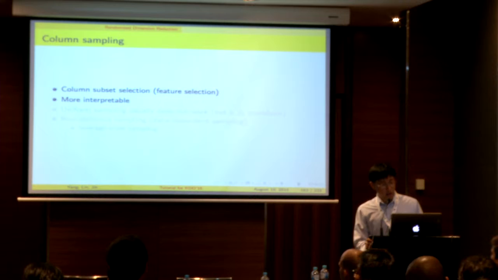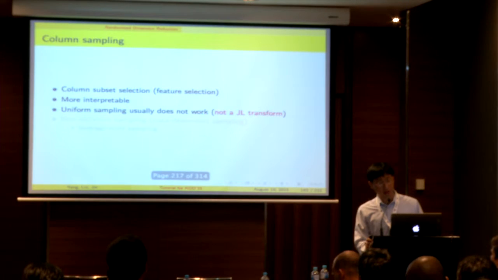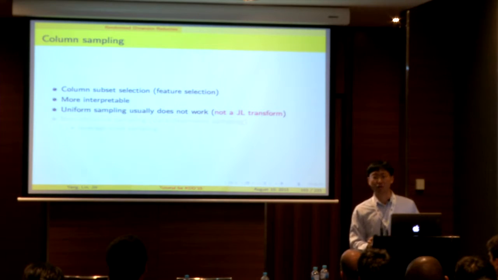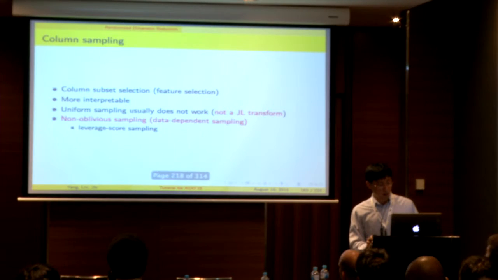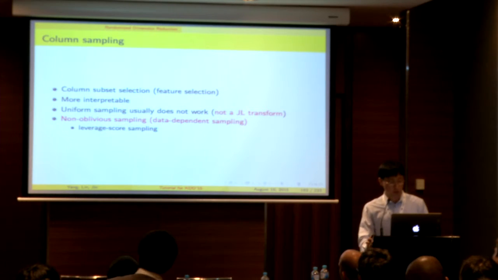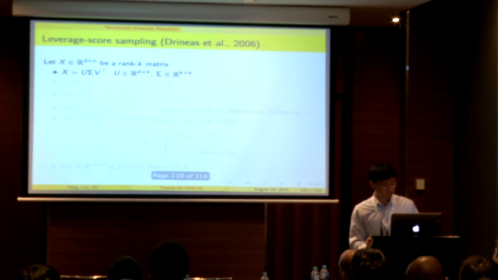And how to do the column sampling? As I said before, uniform sampling usually does not work. You don't want to simply sample the columns uniformly, right? It's not a JL transform. So here I'll talk about a sampling approach based on the so-called leverage score. Okay, so this is leverage score sampling.